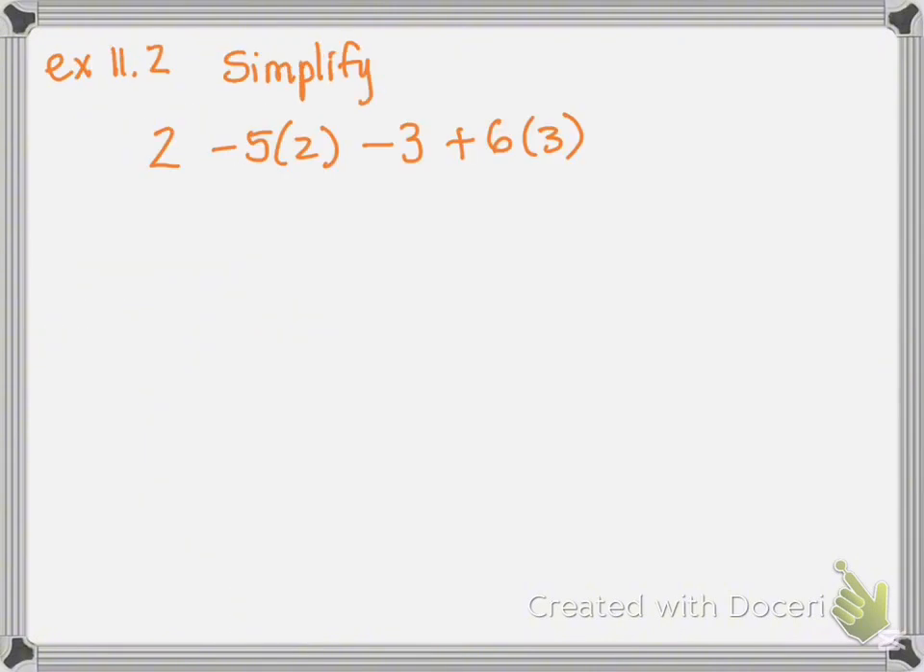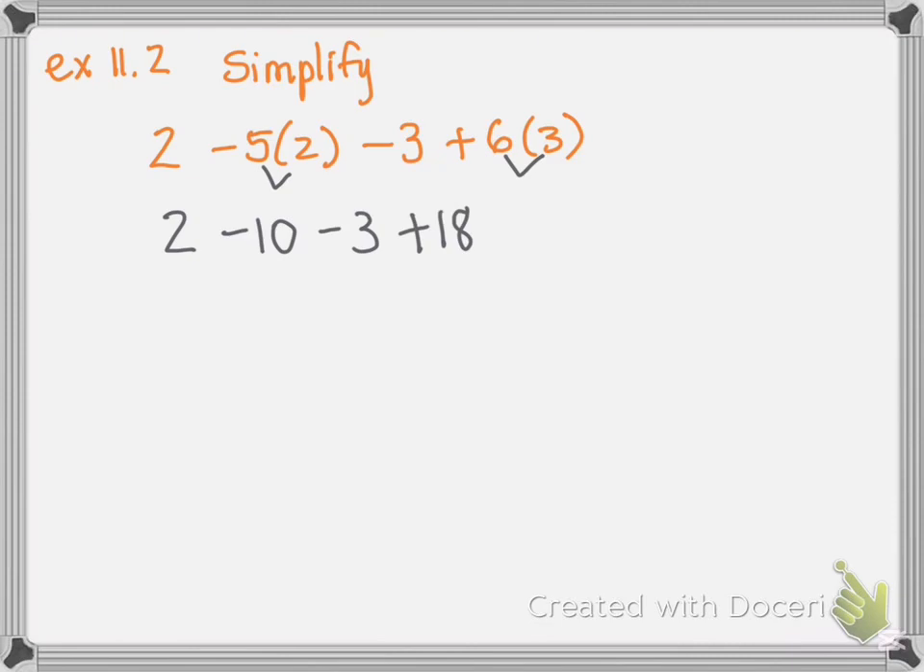Example 11.2. Simplify. Again, we're going to first mark where the multiplications are. So we have 2. -5 times 2 is -10. -3. And then 6 times 3, which is 18. Notice how I keep the signs so that we know if they're adding or subtracting. Okay, now we're going to do the addition and subtraction.